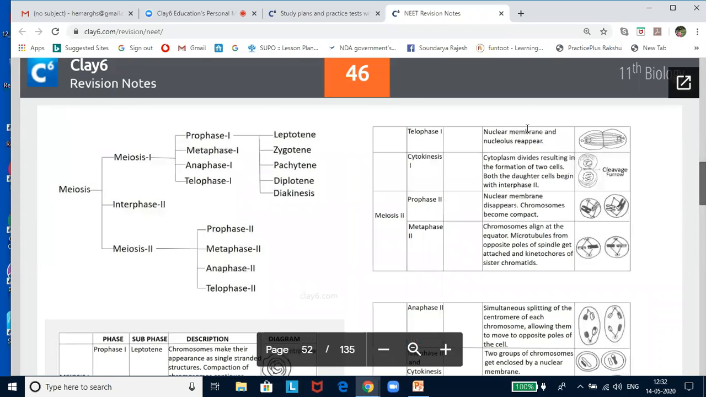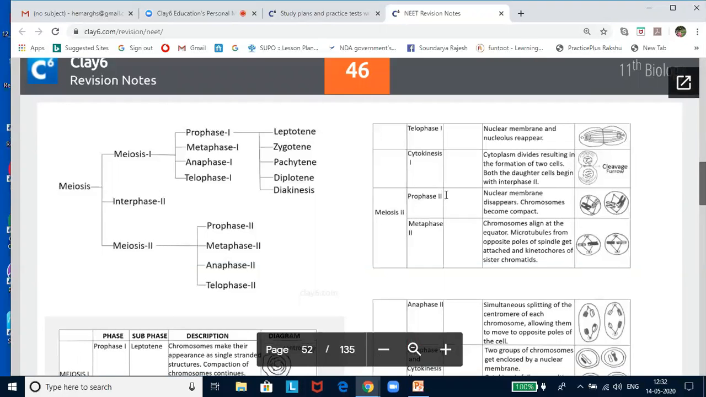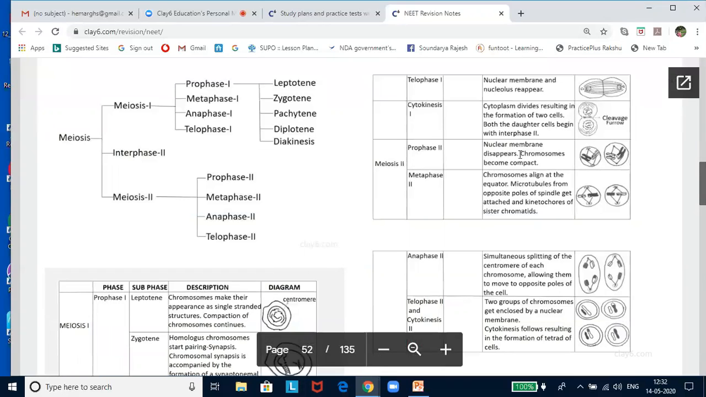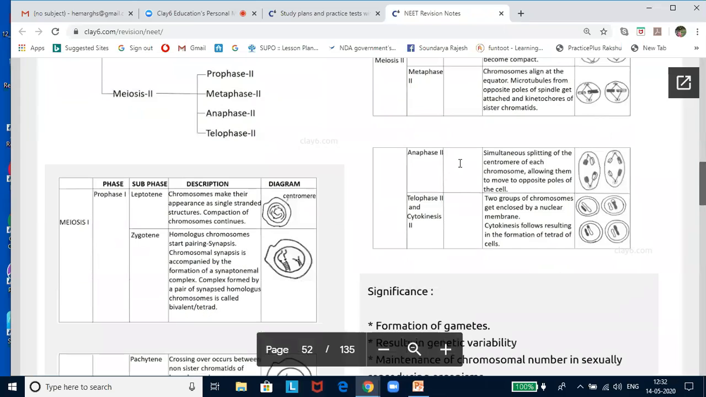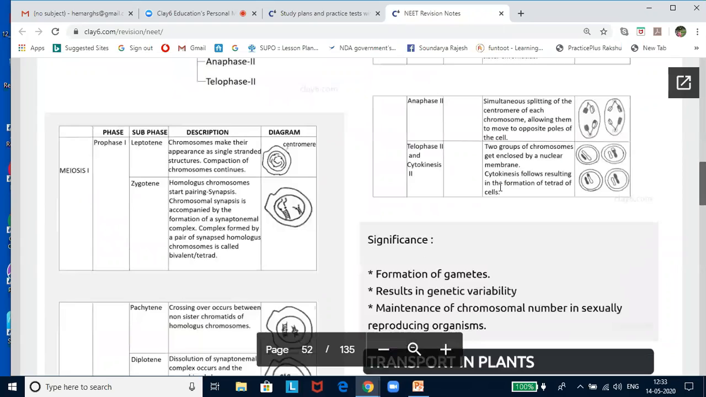In meiosis 2, it is similar to that of mitosis. If you look at prophase 2, the nuclear membrane disappears, chromosomes become compact. In metaphase 2, chromosomes will align at the equator. Microtubules from opposite poles of the spindle get attached, and kinetochores of the sister chromatids are formed. In anaphase 2, simultaneous splitting of the centromere of each chromosome occurs, allowing them to move to the opposite poles. In telophase 2 and cytokinesis, two groups of chromosomes get enclosed by a nuclear membrane. Cytokinesis follows, resulting in the formation of a tetrad of cells.